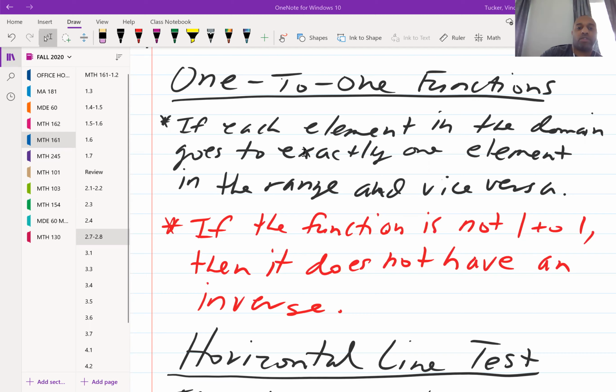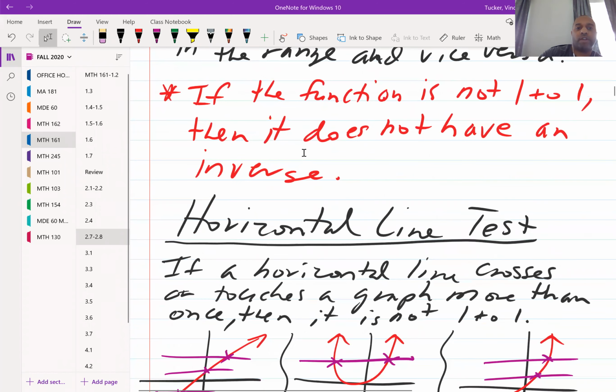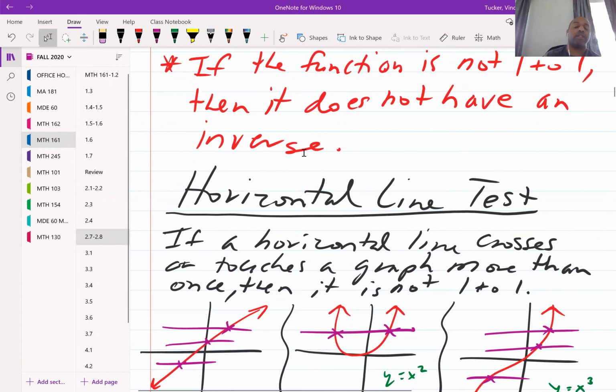All right, so our test. Remember we had the vertical line test. Now we have the horizontal line test. Same thing as the vertical line test, but this is for one-to-one functions. If a horizontal line crosses or touches a graph more than once, then it is not one-to-one.